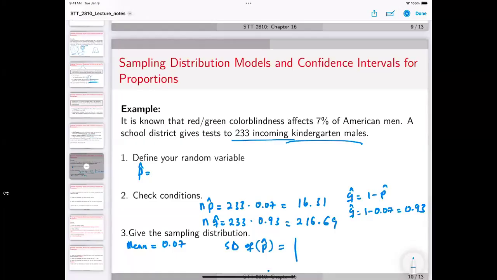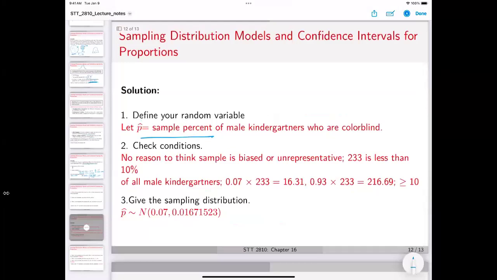This is going to be the square root of p 0.07 times q 0.93 divided by n, 233. What do you get? 0.0167. Yeah. So you see, this is a sampling distribution, the p and then the standard deviation. Does that make sense?